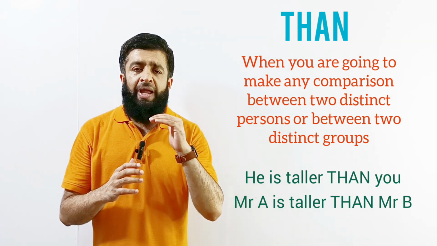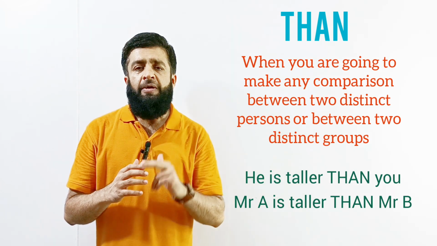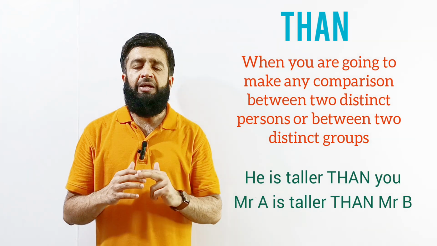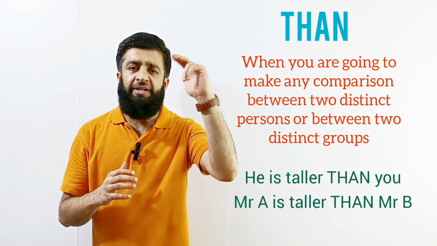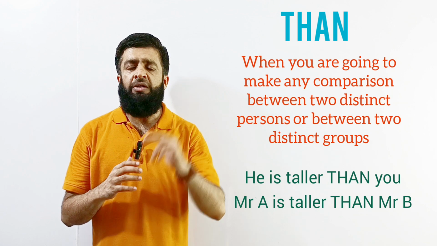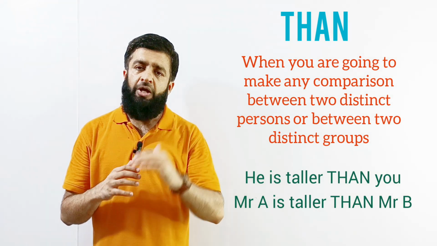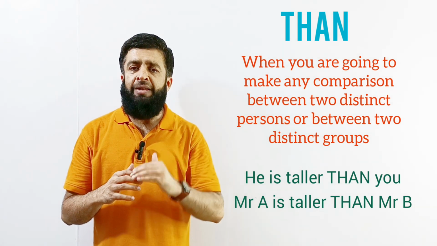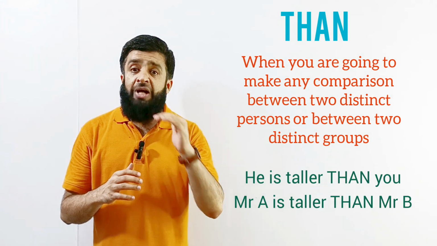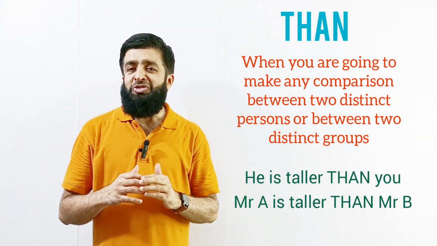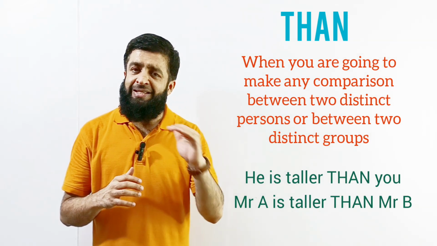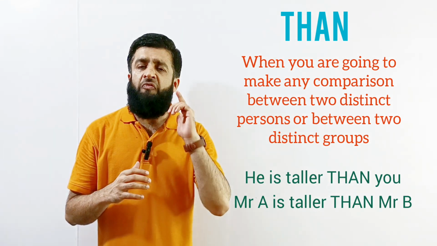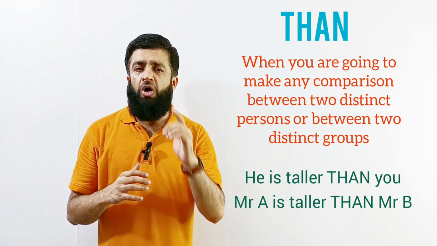I am going to make a comparison between two persons, Mr. A and Mr. B, and the main attribute is taller, their height. Mr. A is taller than Mr. B. She is taller than you. You are taller than her. You are younger than her. So these sentences are all used to make a comparison on one attribute, taller.